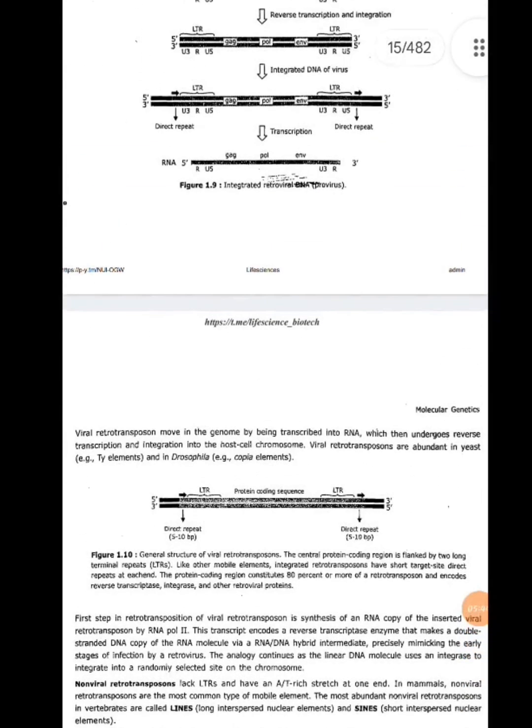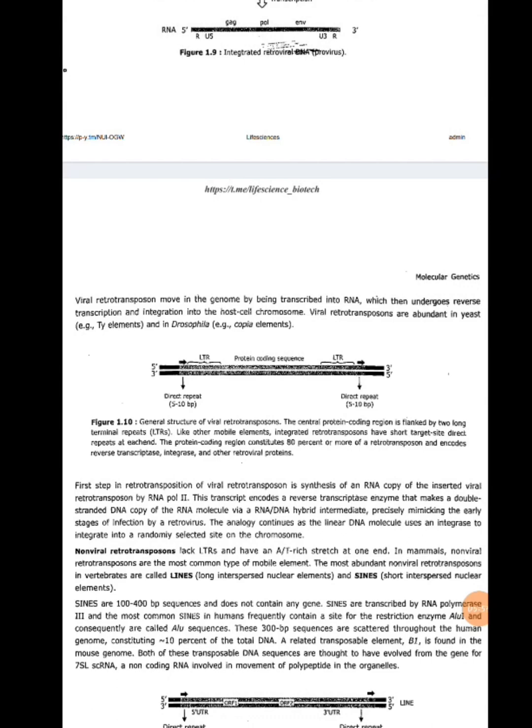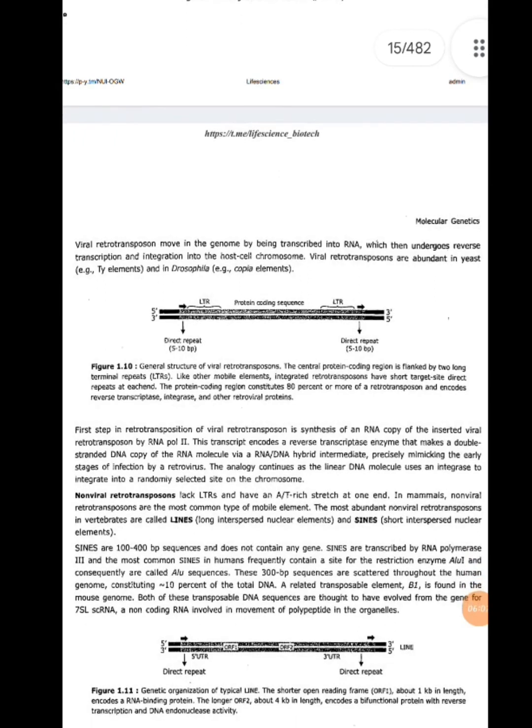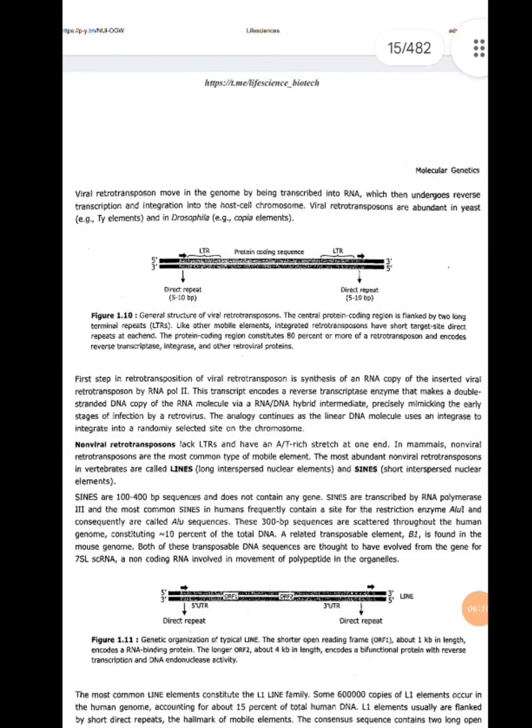So first of all, when the process starts, there is reverse transcription. Then they are integrated, because DNA will integrate DNA only. So they move into the genome by being transcribed into RNA, which then undergoes reverse transcription and then integrates into the host cell chromosome. These viral retrotransposons are abundant in yeast, for example the TY elements, and in Drosophila it is the copia elements. So the retrotransposon in Drosophila is copia, and in yeast it is TY.